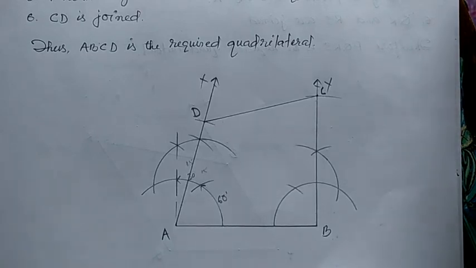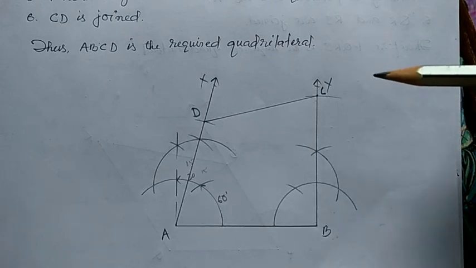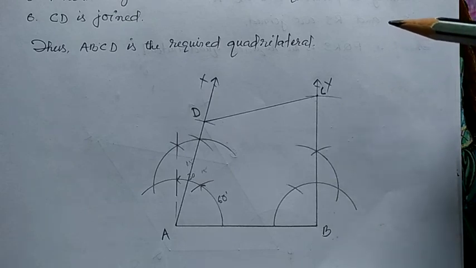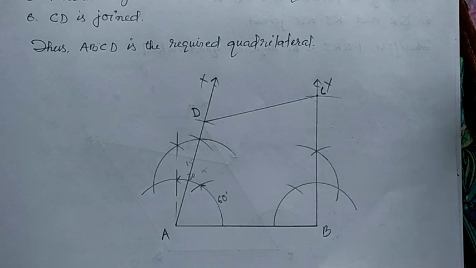So in this class you have learned how to construct a quadrilateral of two different types. Accordingly, we have two types according to the given data. The first one, 4 sides and 1 angle, and the second type you learned today is 3 sides and 2 included angles. So 2 questions of each type will be given for you to practice as homework.